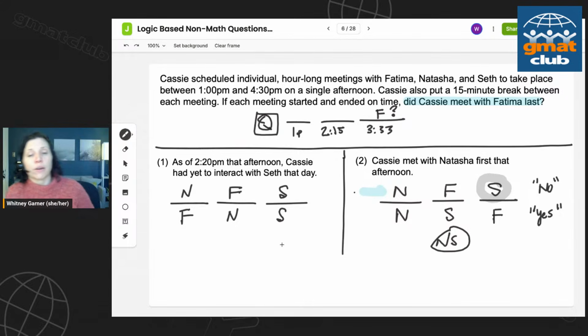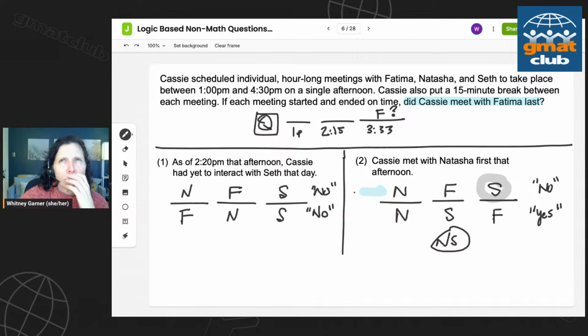Now I have multiple scenarios. I'm going to look to see how this answers my question. Did Cassie meet with Fatima last? In my first case, the answer is no. In my second case, the answer is still no. Now, be careful. We might see no and think not sufficient, but in fact, we're getting the exact same answer, which means we're getting an answer to the question.